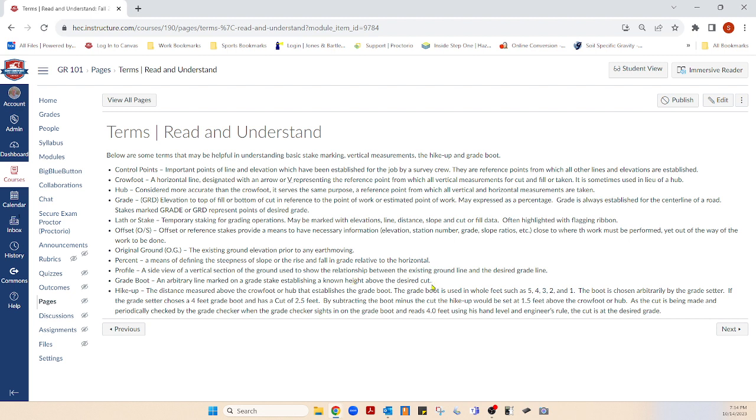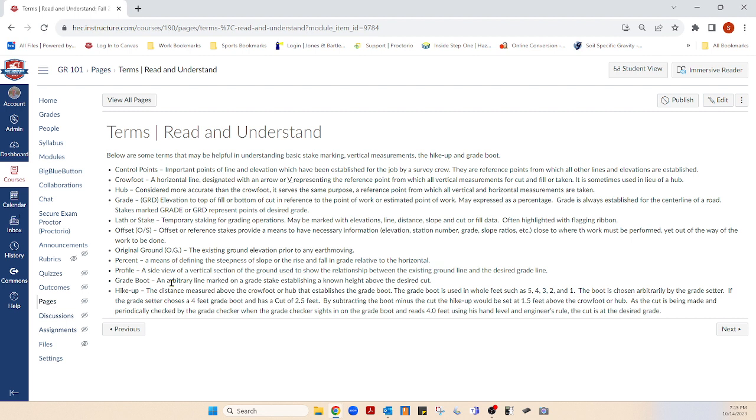It's mostly used with cuts. I want to take that back. You'll see more grade boots used with cuts than fills, but it's not exclusive to a cut stake. I don't want to get ahead of myself, but it's to help you as a grade checker using a hand level not to have to lay down, or there may be something in the way of where the grade line is marked on that stake that you can't see it. So you want to establish a grade boot.